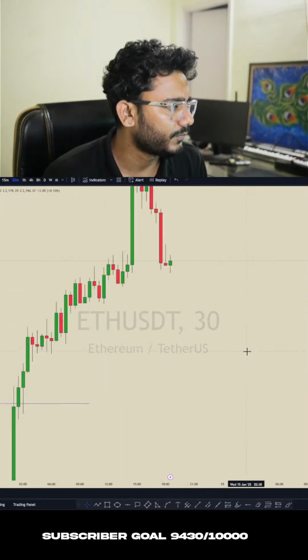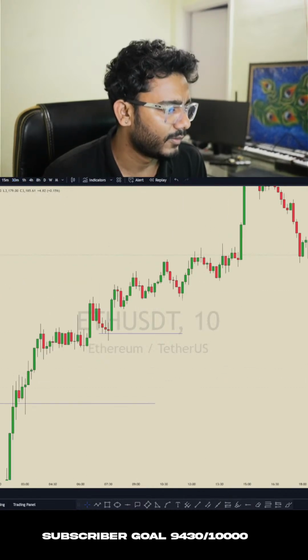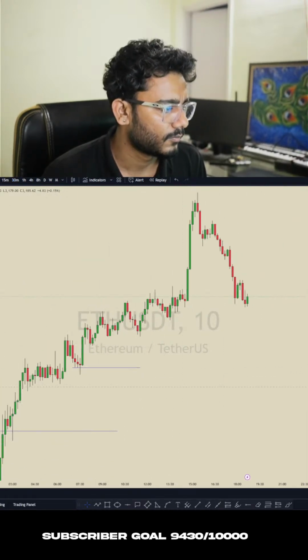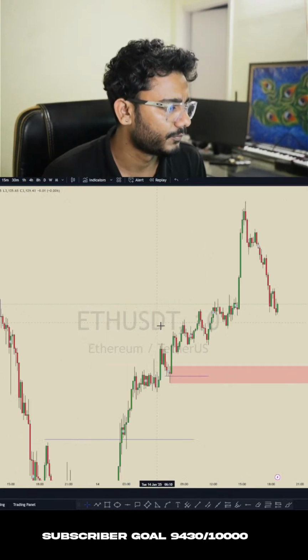Again, on 30 minutes, we can see this candle wicked this high. Okay, this candle has wicked this high, sorry, this low. So maybe there will be some order block. So for today, you can look for a buy side entry here.